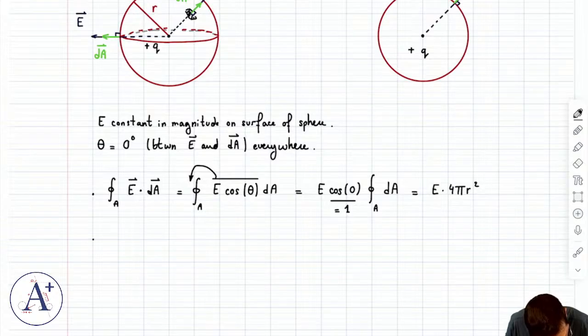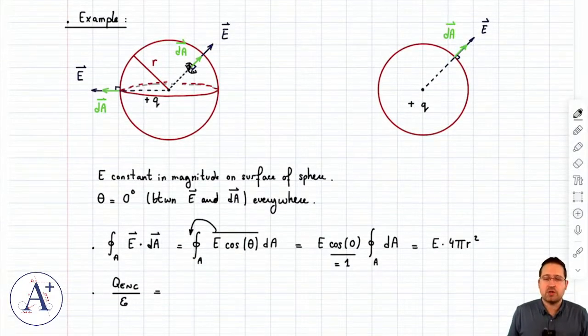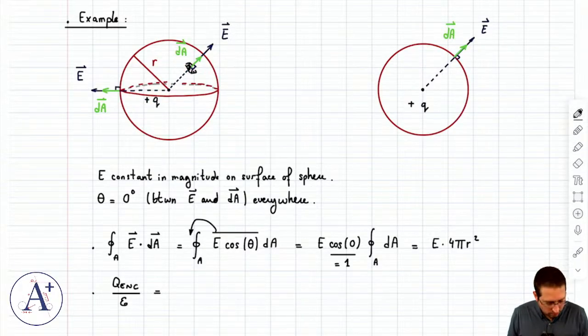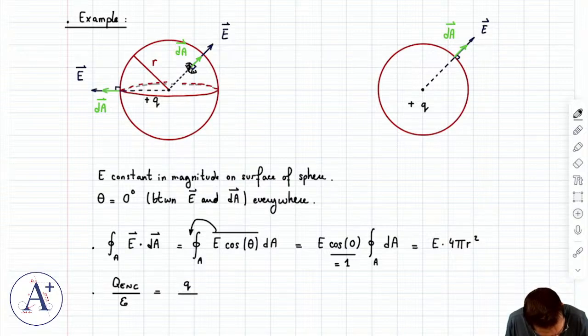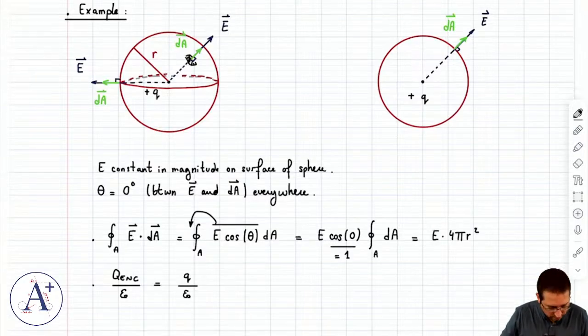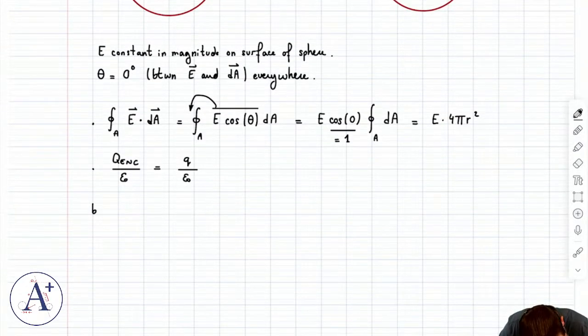Okay, I need to equate that to Q enclosed over epsilon naught. All right, well, how much charge do I enclose in my Gaussian sphere? Well, within all of this volume, there's only Q. So my enclosed charge, in this case, is quite straightforward. Sometimes a little trickier, but here it's easy. It's just Q divided by epsilon naught.